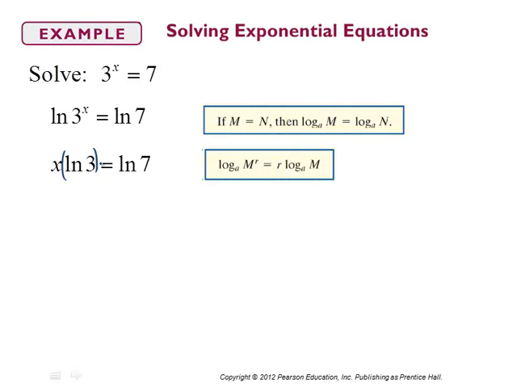So how do we solve for x? We divide both sides by natural log 3. Treat natural log 3 as any other number. So divide both sides of the equation by natural log 3.